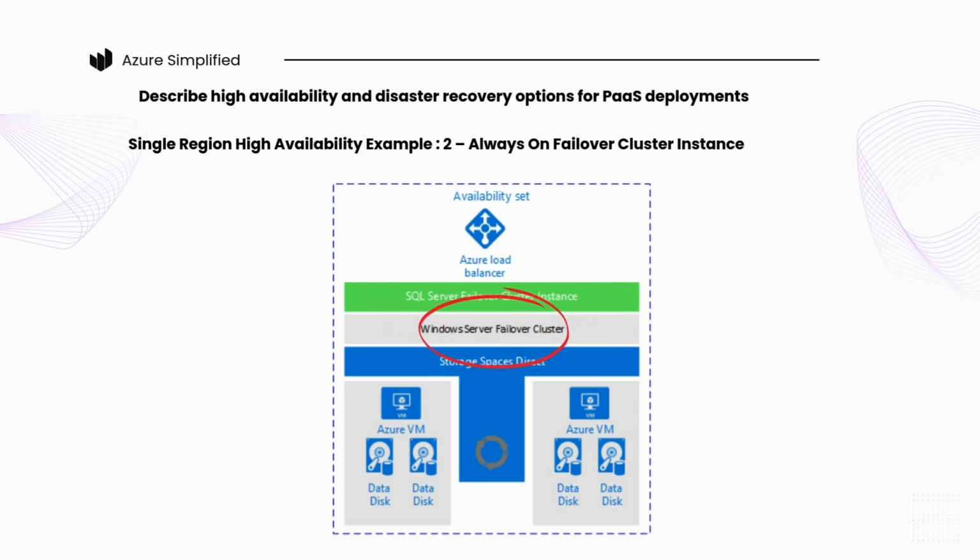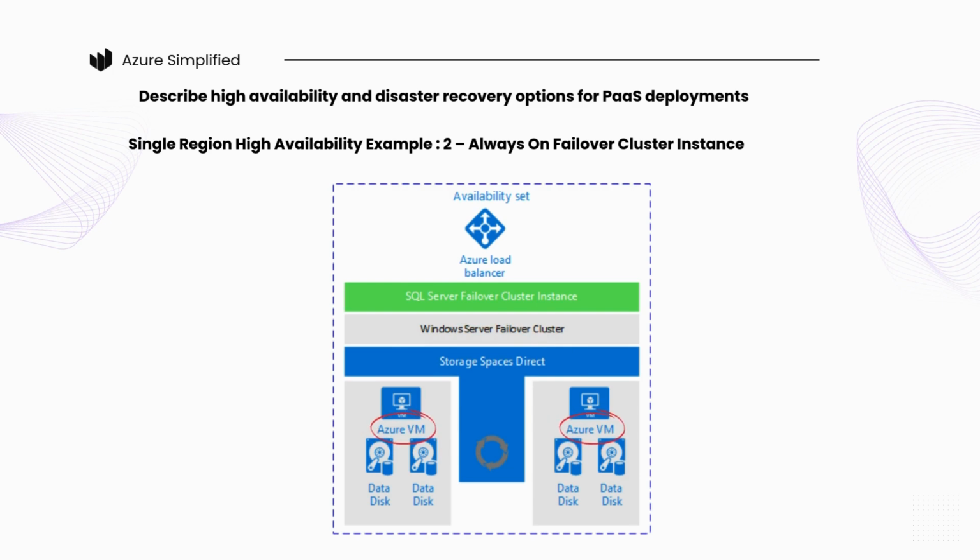4. Windows Server Failover Cluster, WSFC, is the clustering technology that ensures high availability for SQL Server. It manages failover between the VMs in case one of them goes down. 5. Storage Spaces Direct, S2D, is a software-defined storage solution that enables the use of local disks on each VM instead of shared storage, which is typically required for traditional FCI setups. It provides a shared storage experience by pooling together local disks from multiple VMs.